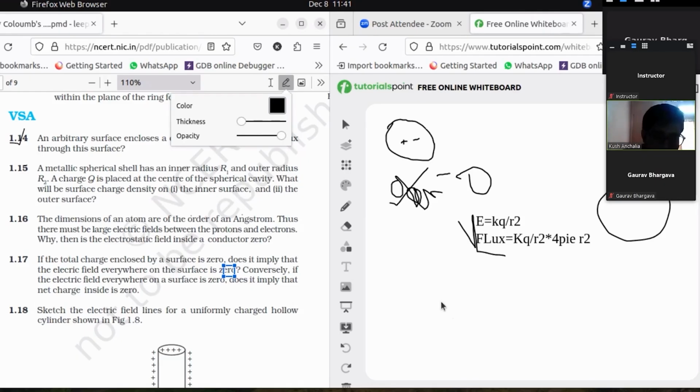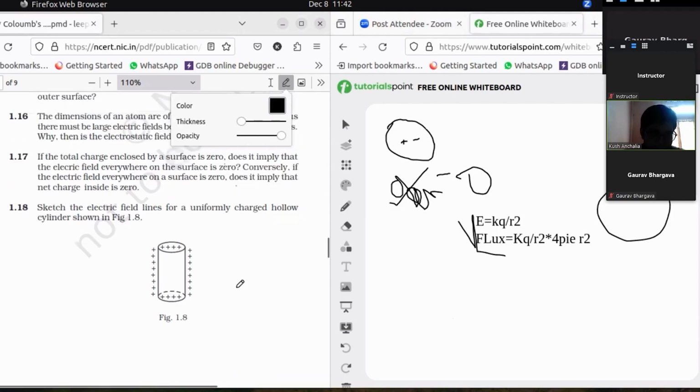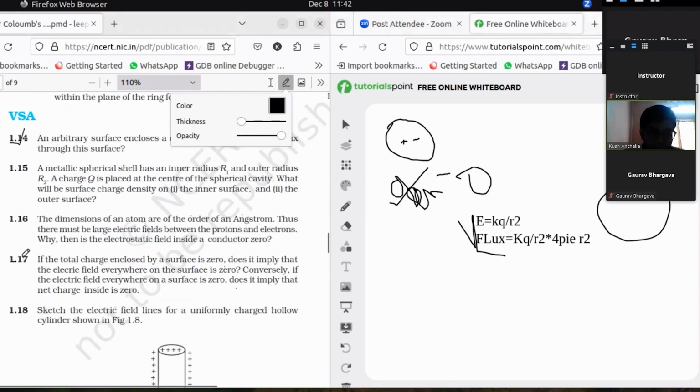If the total charge enclosed by the surface is zero, does it imply that the electric field everywhere on the surface is zero? No, it is not necessarily zero. It might be uniform. Conversely, if the electric field everywhere on the surface is zero, then the flux is obviously zero, so the net charge inside the surface is zero. This one is a very good question. The electric field can be uniform, not zero. Zero is not necessary. Conversely, if the net electric field is zero, this one is true, but the other one is not true.